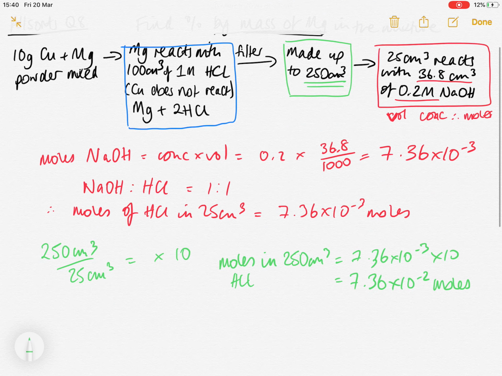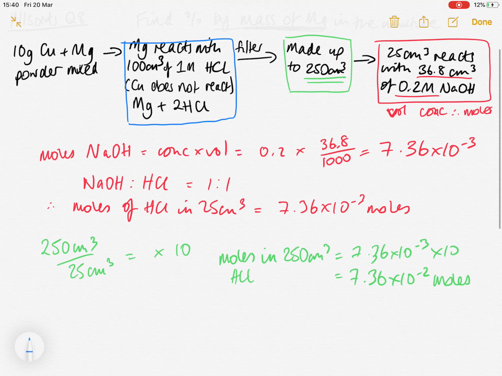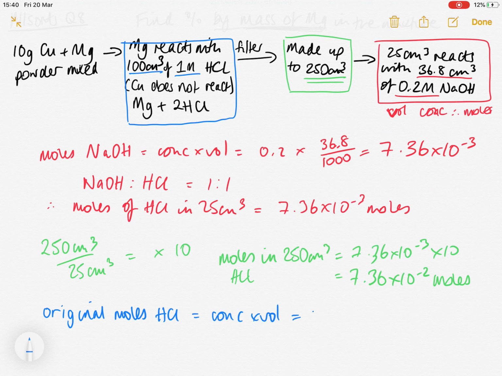So what can we then do? We've done the green box, I'm going to move on to the blue. Okay, the blue box is telling us that magnesium reacted with a certain amount of acid. Now we've got a volume and a concentration of acid, so we can work out another lot of moles. But this is the original moles. This is how much hydrochloric acid we started with. Again, concentration times volume. This time it's 1 molar times 100 over 1000, so 100 centimetres cubed divided by 1000 to get to decimetres. And so what we end up with is 0.1 moles.